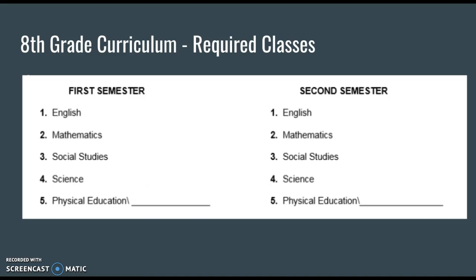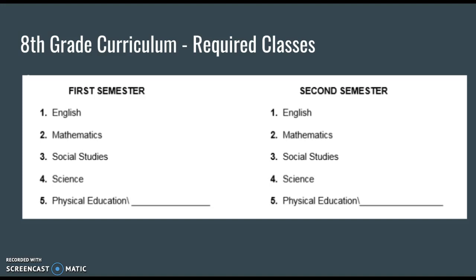Our 8th grade curriculum starts off with our required classes, and that's what you will see at the very top part of the registration form on the front page. Our 4 core classes are English, Math, Social Studies, and Science. As I just indicated, in the project-based learning community, English and Social Studies are going to be combined as our humanities course.